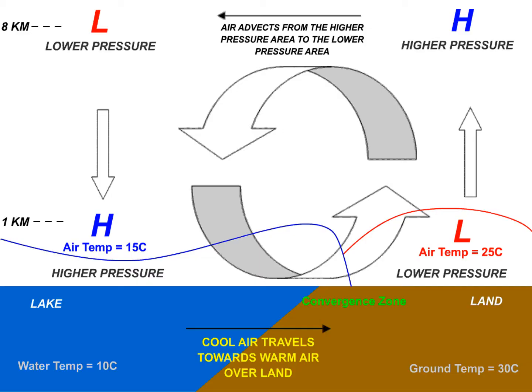This is a diagram to illustrate the lake breeze. Note that it is actually a circulation that has a return offshore component higher up, say 5 to 8 kilometers in this case. Usually it's between 1,500 and 3,000 feet.